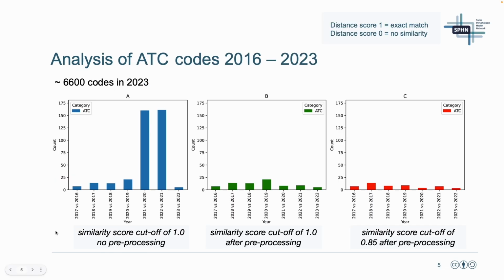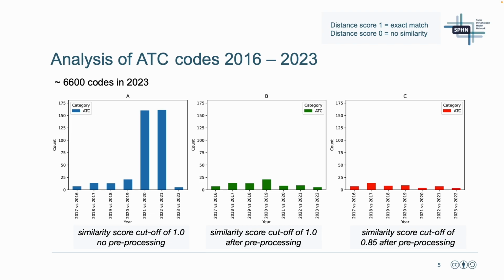First, we did the analysis with ATC from 2016 to 2023. As a reminder, it contains 6,600 codes in 2023. The graph on the left shows the changes that are observed between consecutive versions of a code without any pre-processing and by applying a cutoff of 1. The middle graph is the result after applying the pre-processing steps mentioned above, and the graph on the right is after the pre-processing step, but with a relaxed cutoff.